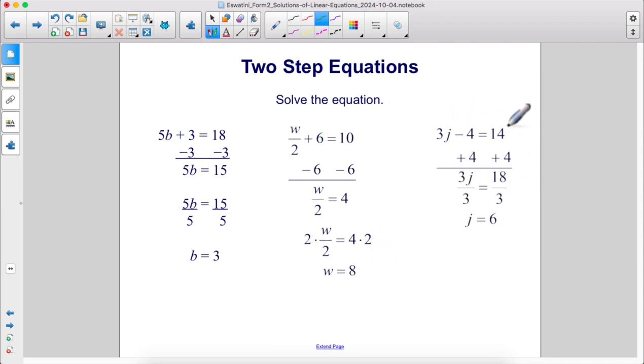3j minus 4 equals 14. First, we're going to undo the subtraction with addition. Add 4 to both sides. The 4's cancel on the left. 14 plus 4 is 18. Now we have 3j equals 18. We're going to undo the multiplication with division. Divide both sides by 3. They cancel on the left, giving us 18 over 3 on the right, which is 6.